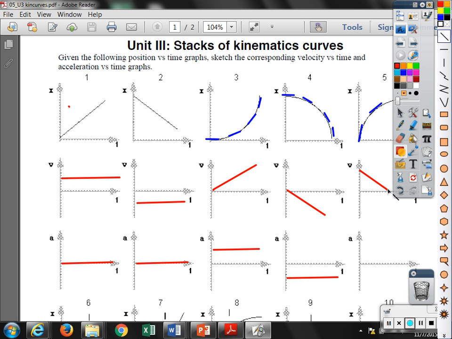And describing the slope of this graph is similar to describing the slope of the velocity time graph in number 4. It's negative and constant. So the acceleration is negative and constant. The difference here is the object has a positive velocity to start with. So if it has a negative acceleration, this takes away from the positive velocity that it has, and so that means it's going to slow down. And so those are the first 5 graphs from Unit 3's stack of kinematic curves.